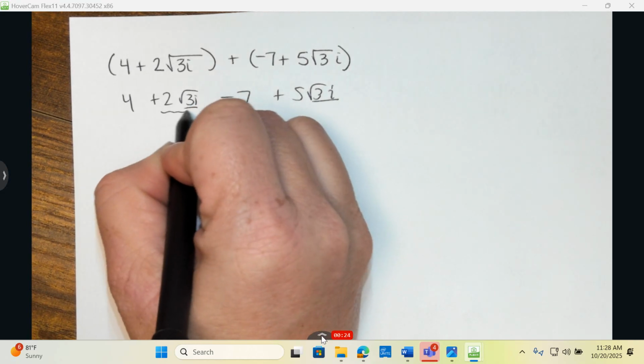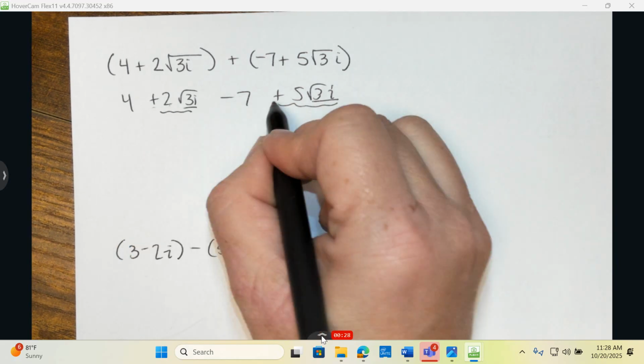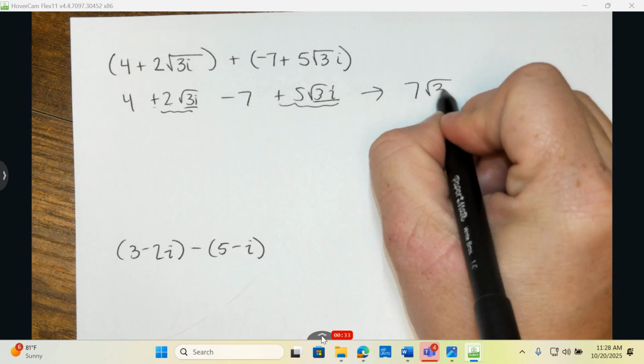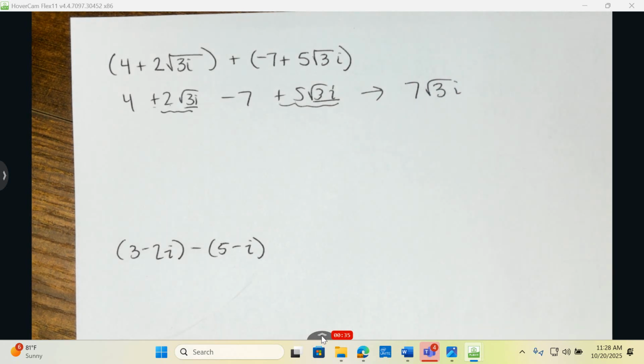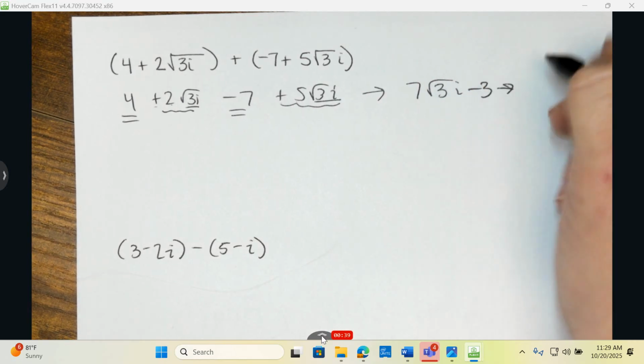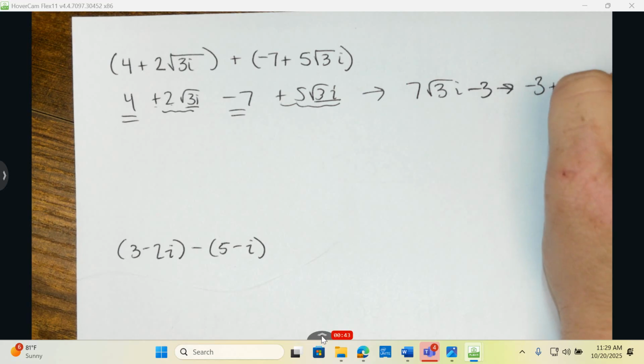notice that I have 2 groups of the square root of 3i, and I have 5 groups of the square root of 3i. Positive 2 plus positive 5 is 7 groups of the square root of 3i. Positive 4 and negative 7 is negative 3, and if I write it now in standard form, negative 3 plus 7, I'm going to put that i in front.